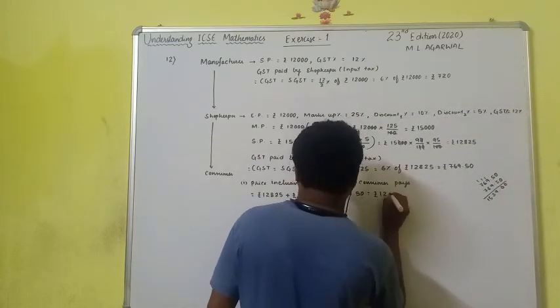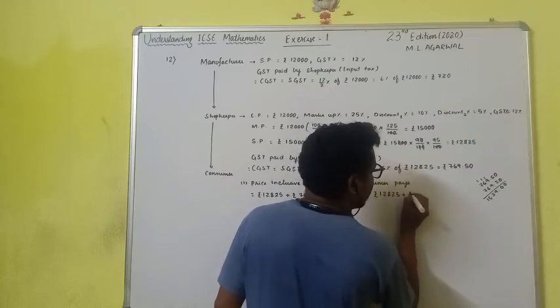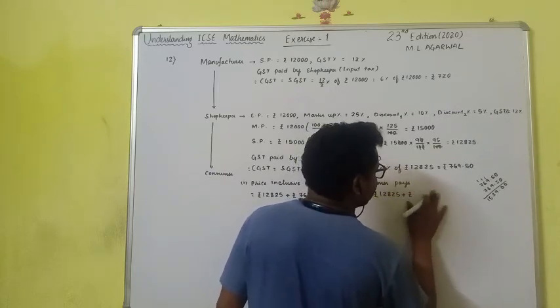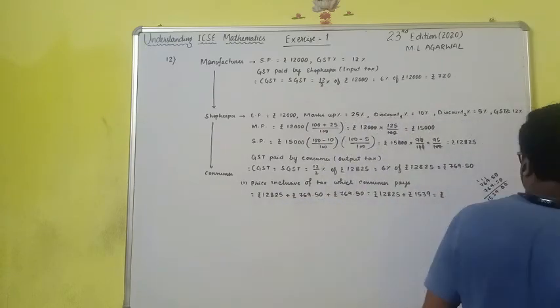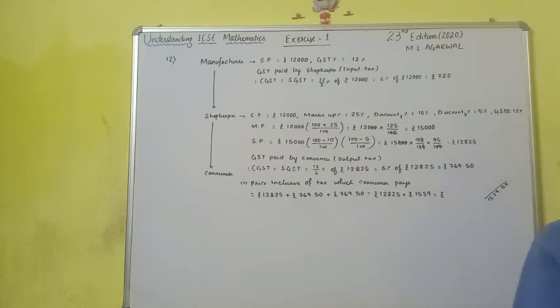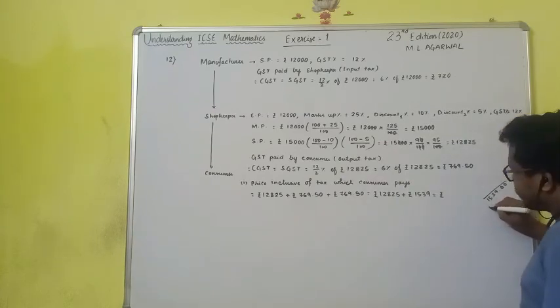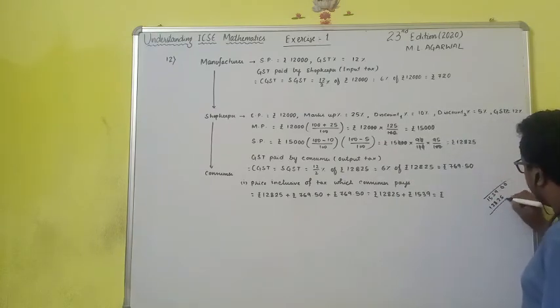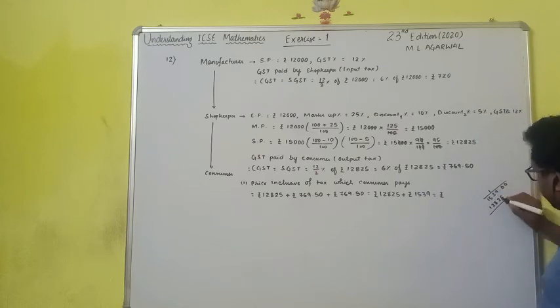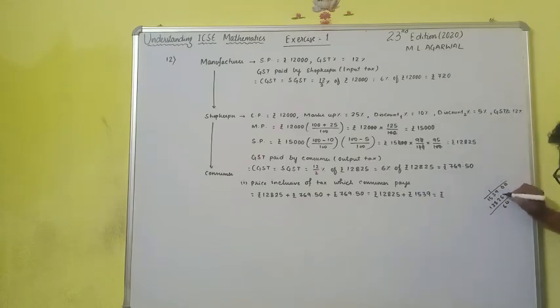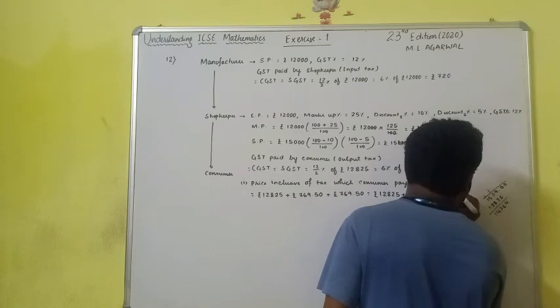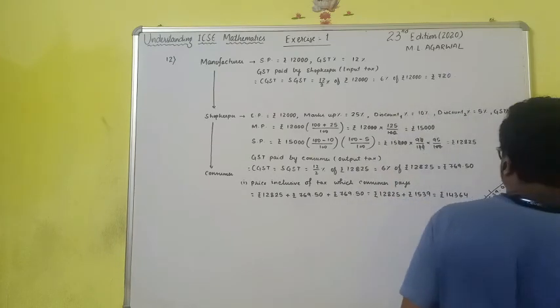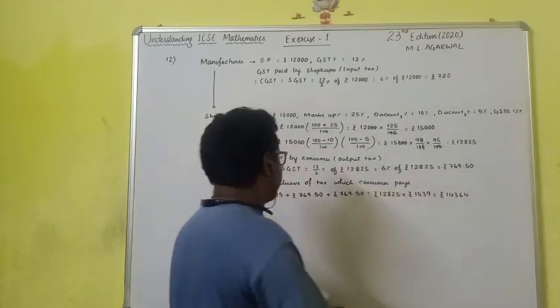So 12,825 plus 1539. Now you add these two, you will get the answer: 1539 plus 12,825 is 14,364. It will be your selling price inclusive of tax.